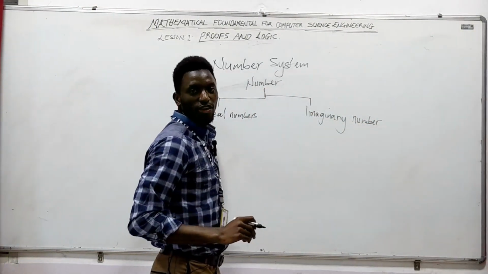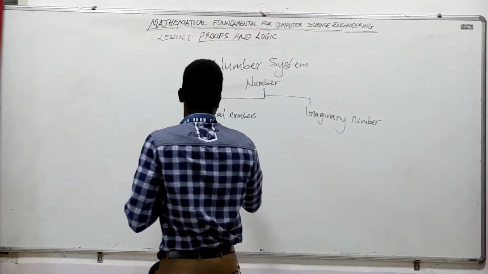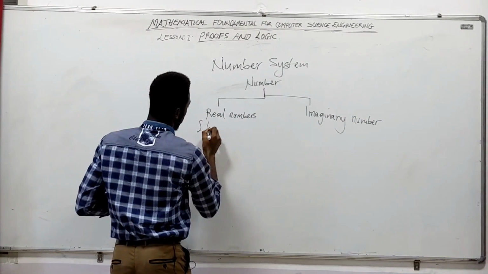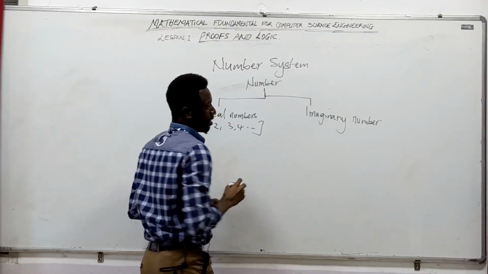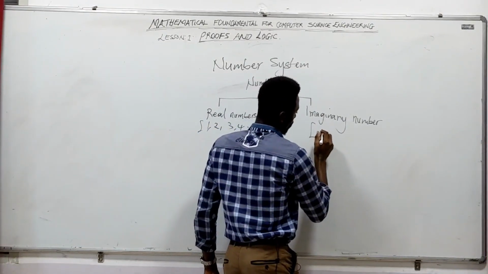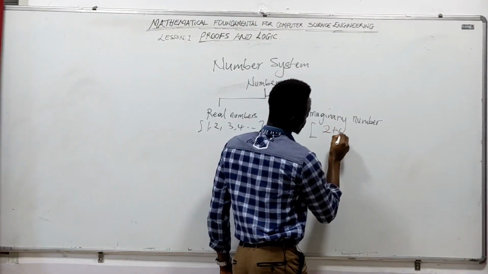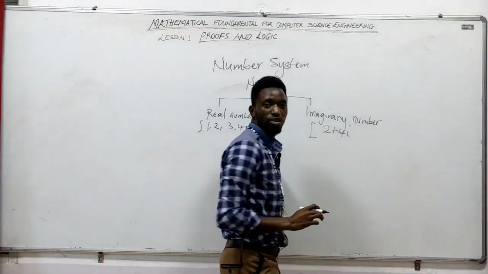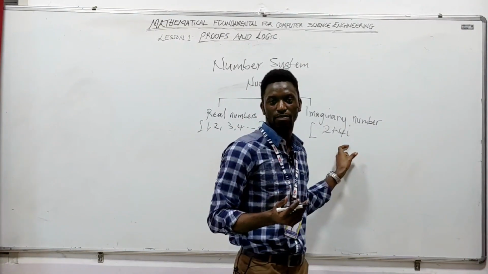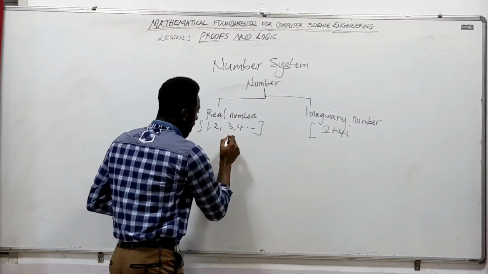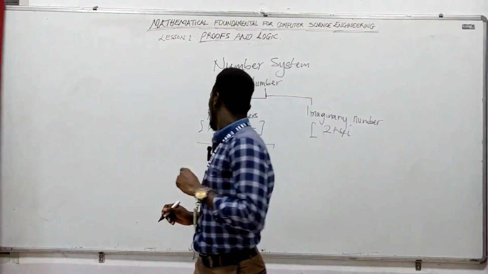So real numbers are numbers that start from 1, 2, 3, 4 onwards. Examples of these numbers are 1, 2, 3, 4, and so on. Imaginary numbers are numbers that have i in them. You can say 2 plus 4i for an example. Any number you see that has an i attached to it is referred to as an imaginary number. Then again, we further divide this one. Real numbers are also divided into two.